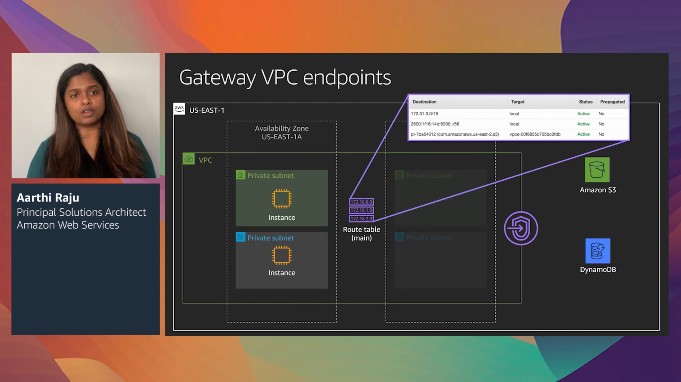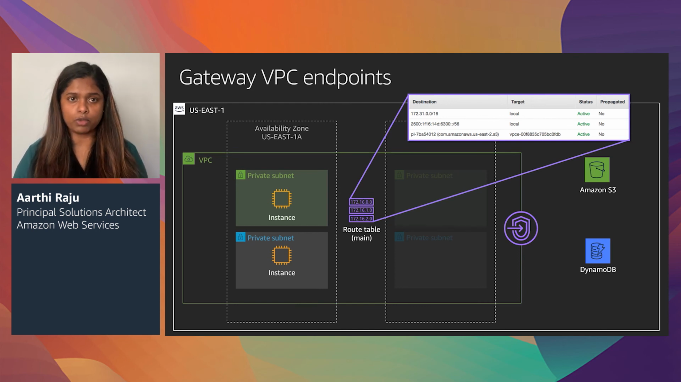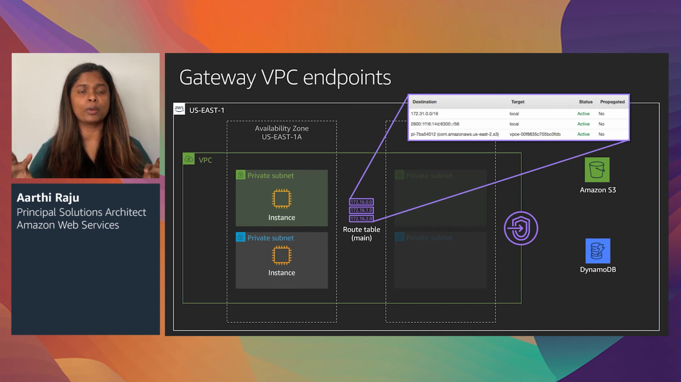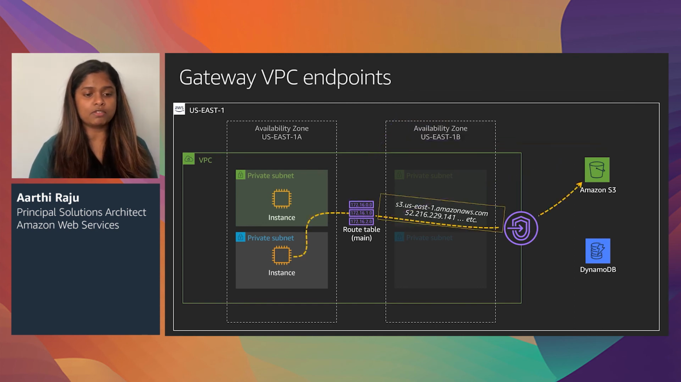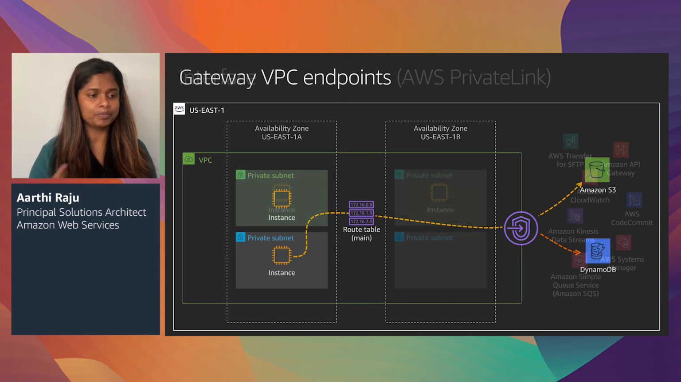So today, only two services are supported with the gateway VPC endpoint. One is S3 and the other is Dynamo. And each has their own public IP prefixes that are represented in this prefix list that you see here. So any traffic from my instance can use this VPC endpoint to communicate to either Amazon S3, or if I create one for Dynamo, it can communicate to DynamoDB.